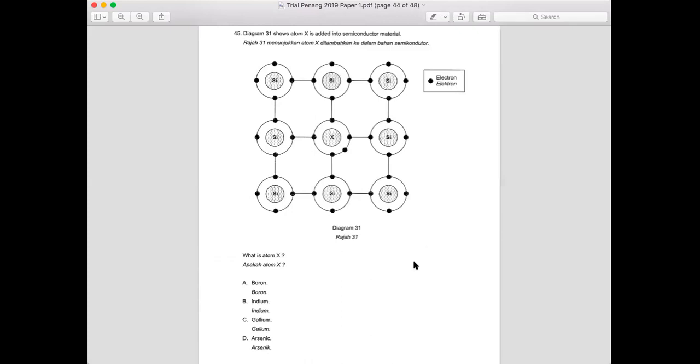This is because there are 5 electrons. What are they called? Pentavalent, isn't it? We need to remember what the pentavalent elements are: arsenic, phosphorus, antimony. For P-type, remember BIG: boron, indium, gallium. Okay, easy.